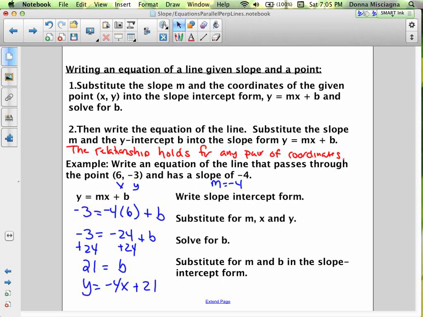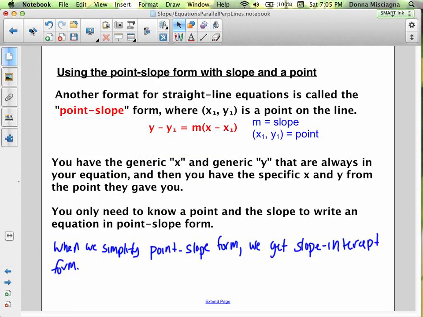Let's look at another way of solving for the y-intercept. In other words, another way of writing our equation in slope-intercept form. And this other way is called point slope. It's very important to learn point slope. Not only is it a way to find your y-intercept, but it's also a type of equation for the line itself. So slope-intercept is one type of format for writing the equation of a line.